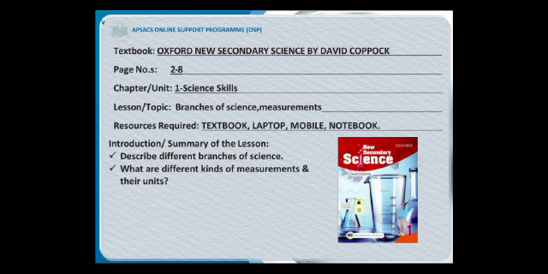This is the 15th week. The textbook name is Oxford New Secondary Science by David Coburg. Page numbers are from 2 to 8. The chapter name is Science Skills. Topic: Branches of Science and Measurements. Resources required are textbook, laptop, mobile and notebook. Topics to be discussed are: describe different branches of science, and what are different kinds of measurements and their units.